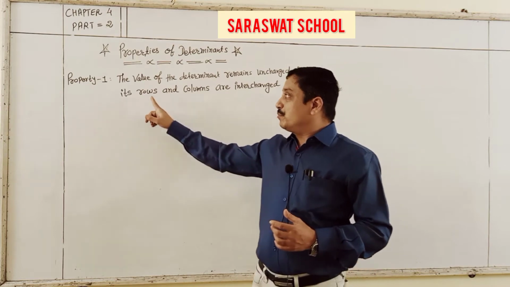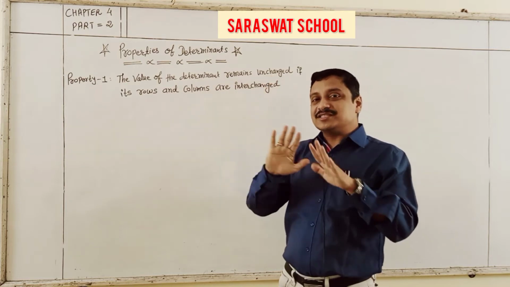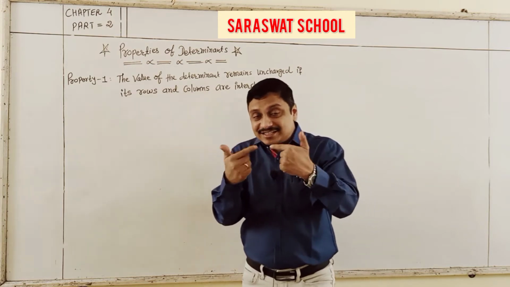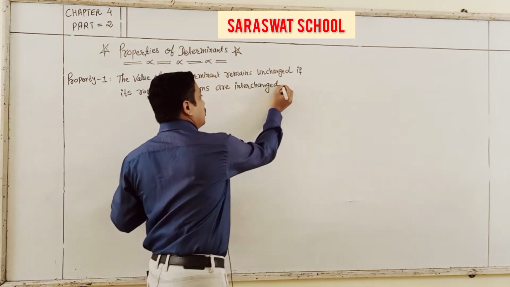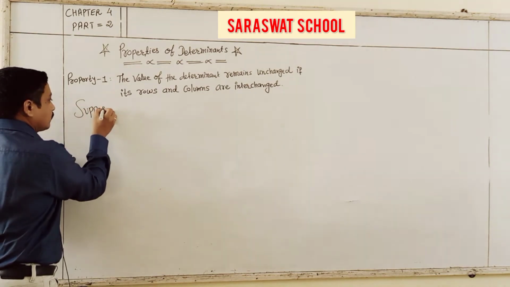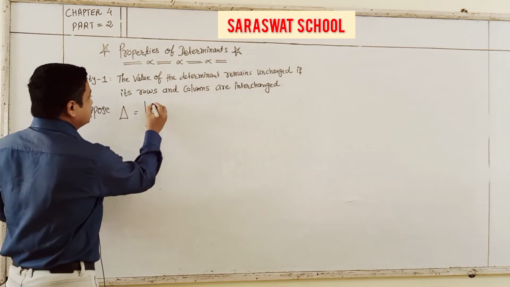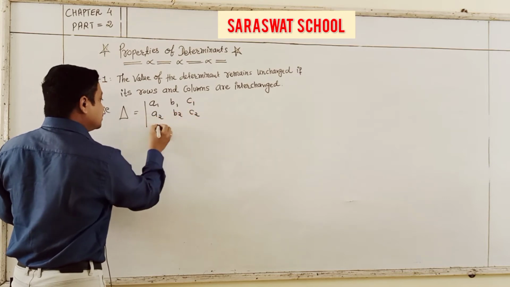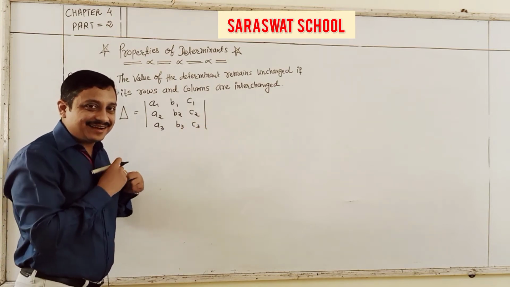First of all, property number 1: the value of a determinant remains unchanged. Unchanged means the same, if the rows and columns are interchanged with their corresponding elements. It is very easy. First I explain with a simple determinant. Suppose I take here A1, B1, C1, A2, B2, C2 and A3, B3, C3, and expand by the definition.